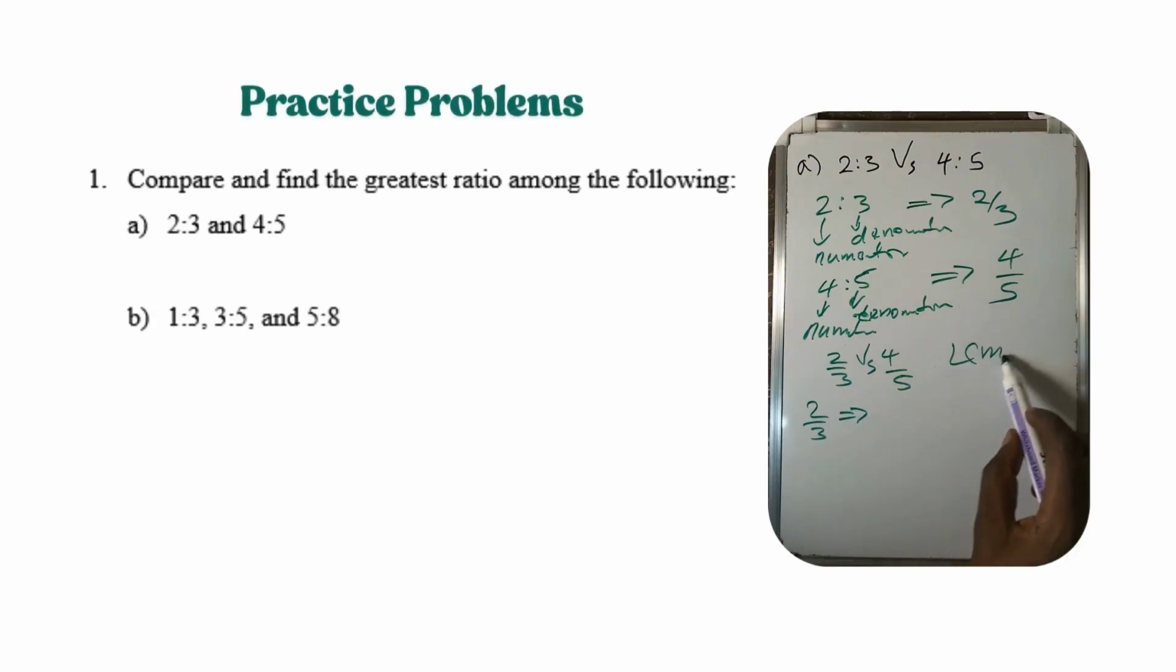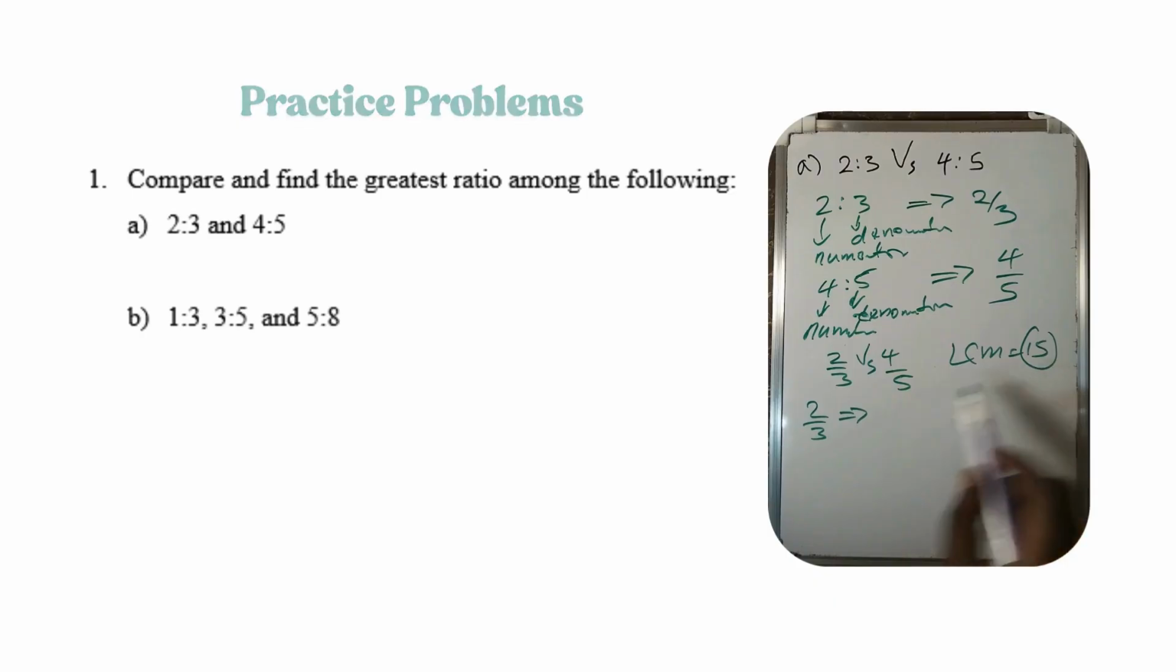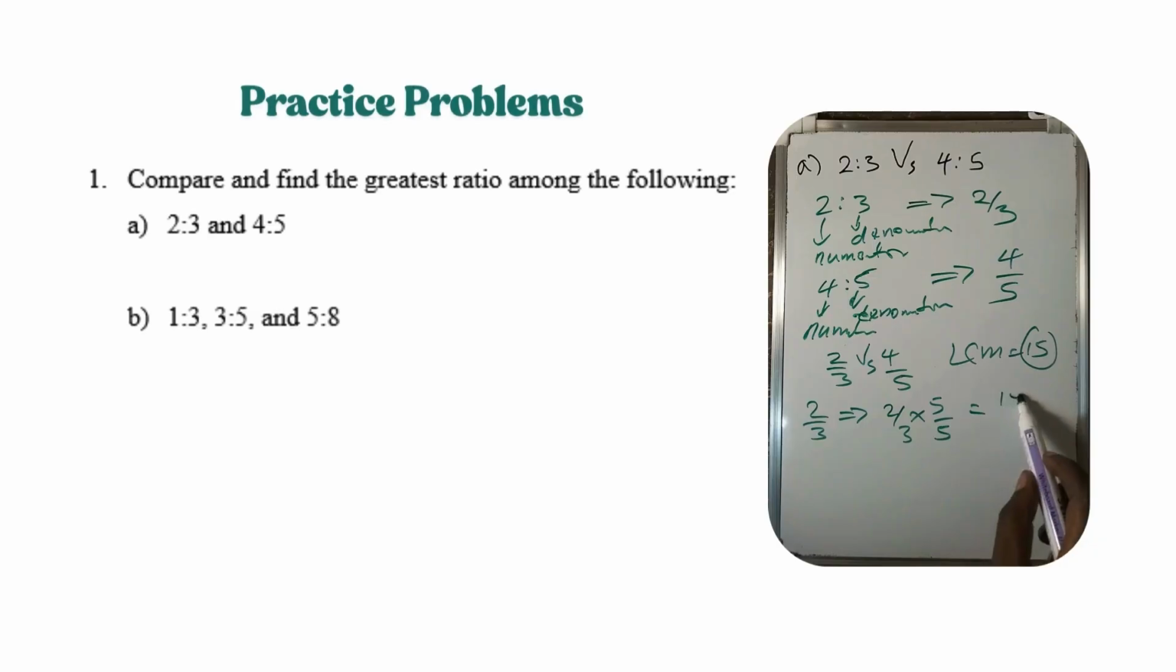So the 2 thirds will be: 3 goes to 15 five times, and 5 times 2 is 10, so 10 over 15. And the 4 over 5 will be: 5 goes to 15 three times, and 3 times 4 gives us 12 over 15.